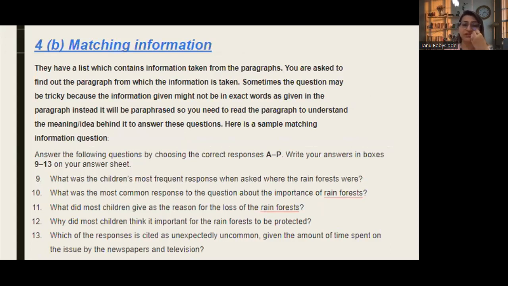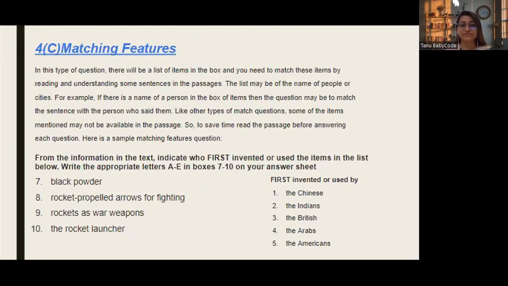Sometimes the questions can be tricky because the information might not be in the exact words, right? It is paraphrased. So what you need to do is read the paragraph very carefully so that you understand the main idea, and then you can answer those questions, right? So here is a sample of matching information questions on my screen. You have to choose the correct answers and write the answers on the sheet.